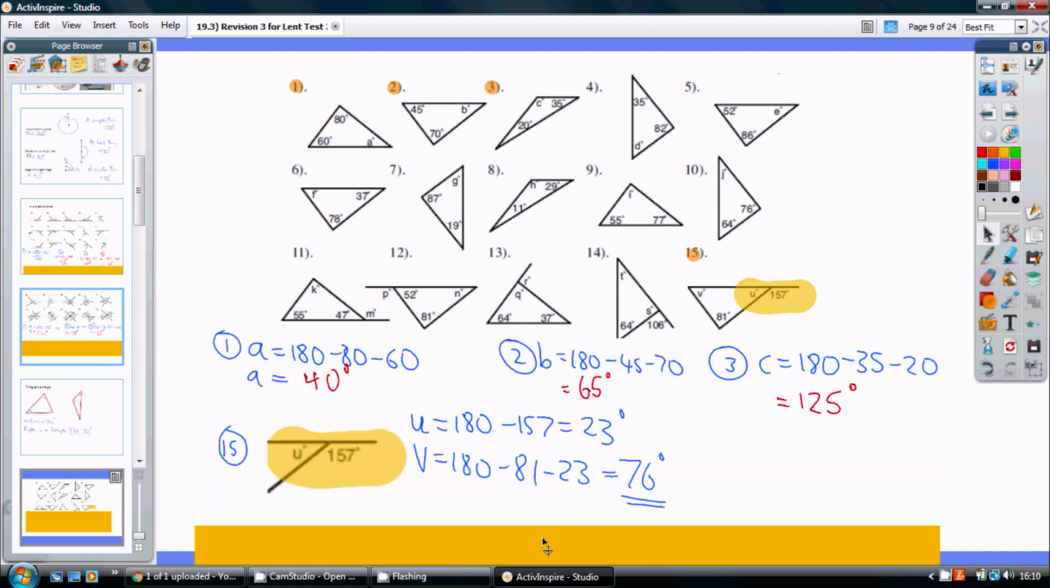Okay then, so from question 1 you should have got A being 40, question 2 B being 65, and question 3 C being 125. Now in 15 you just had to remember to do that opening step of appreciating that U and 157 together form a straight line. So that allowed you to work out that U was 23, and then you could of course work out that V was 76.